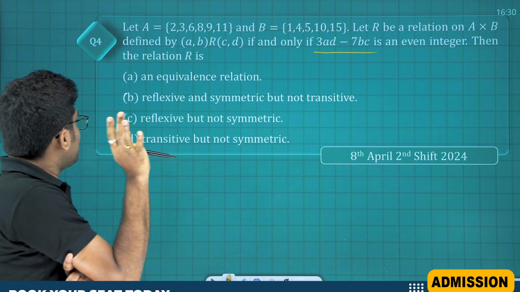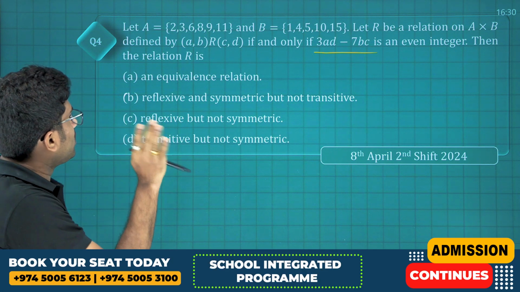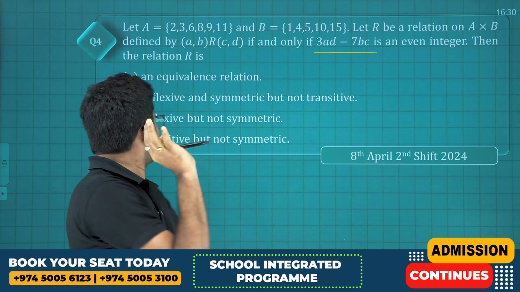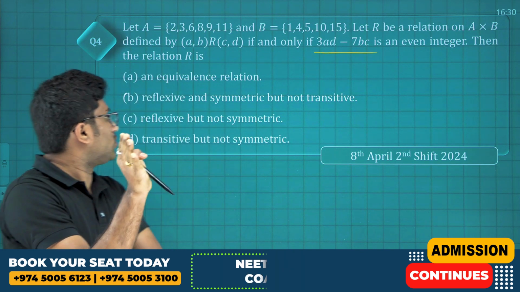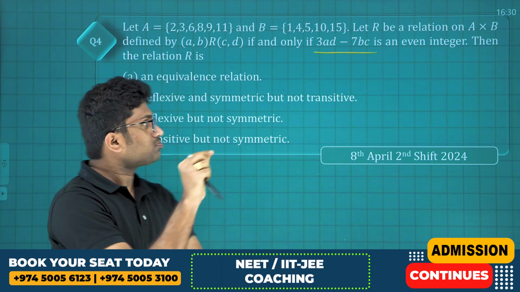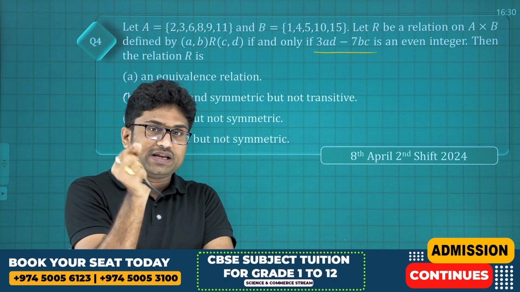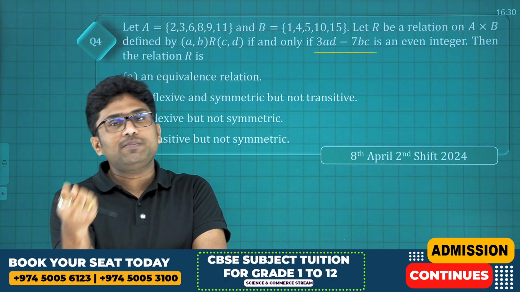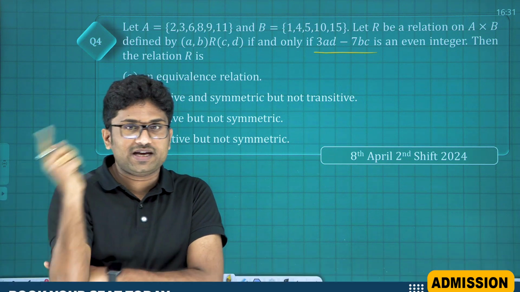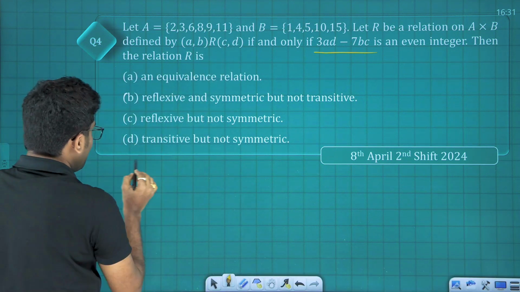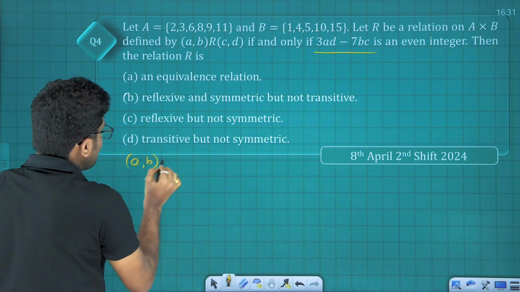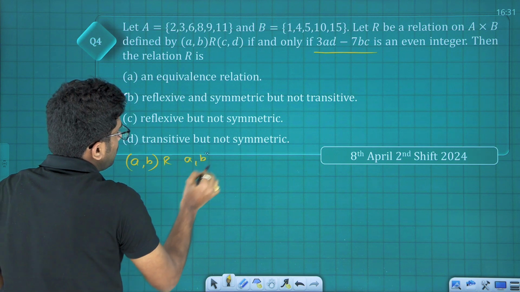An equivalence relation, fine. Reflexive and symmetric but not transitive, fine. Reflexive but not symmetric, transitive but not symmetric. What do we do? First, the usual definition. For a relation to be reflexive, (a, a) should belong to R for all a belonging to capital A, correct? That is, (a, b) related to (a, b). We'll check whether (a, b) is related to (a, b) or not.